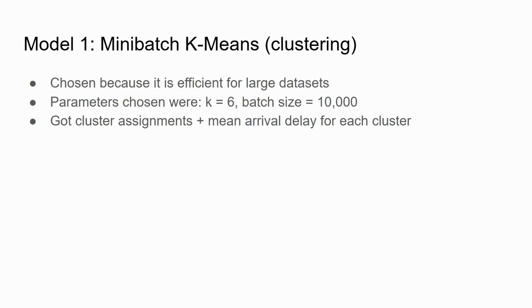So our first model, we implemented ourselves something kind of similar to the mini batch k-means library, but we did it a bit differently. We chose this because it was more efficient for the larger data set, since the regular clustering was running a bit too long when we first did it. The model has six clusters and a batch size of 10,000, and it outputs a cluster assignment for each flight as well as the average arrival time for each cluster, which gives us a summary of the typical delay behavior for them.